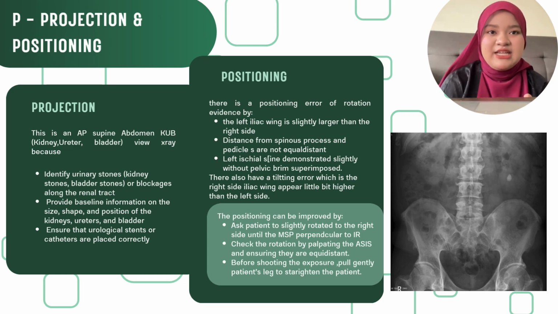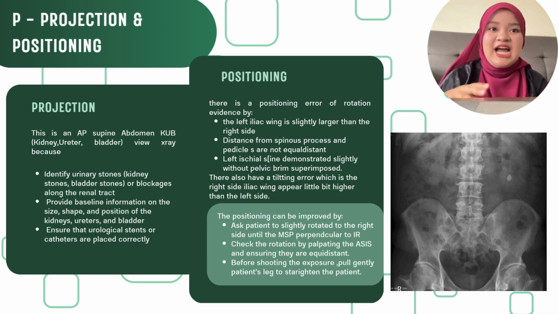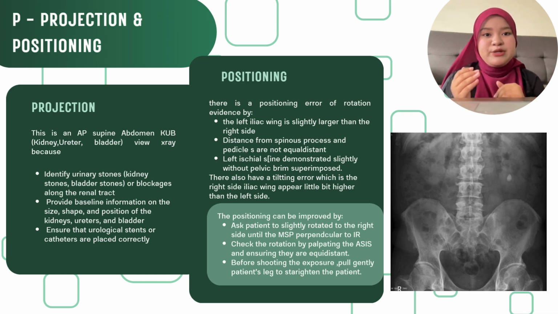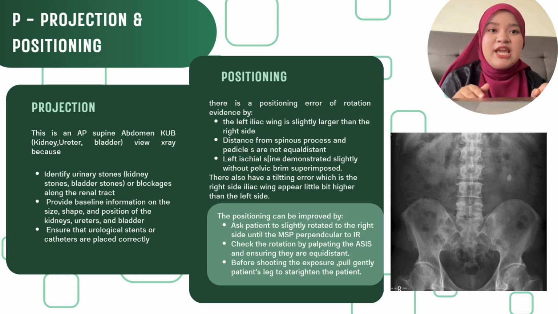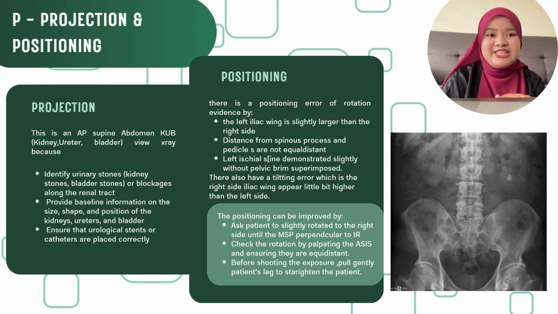For improvement, the patient can be asked to rotate slightly to the right side until the MSP is perpendicular to the IR, and then check the ASIS by palpating them and ensure they are equidistant. And before we expose, we should gently pull the patient's leg to straighten the patient.